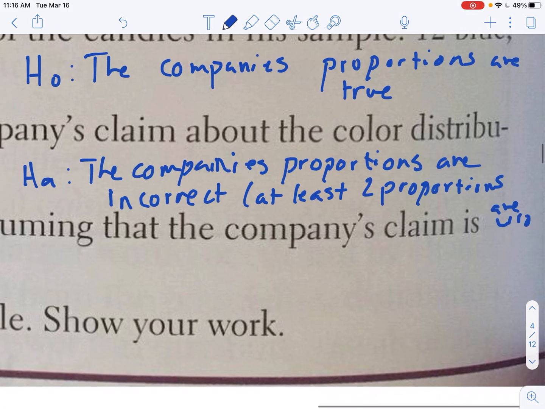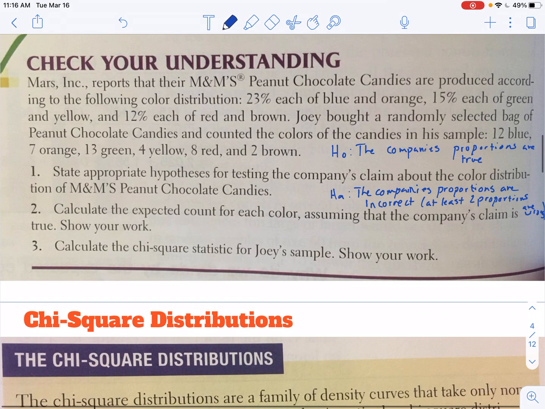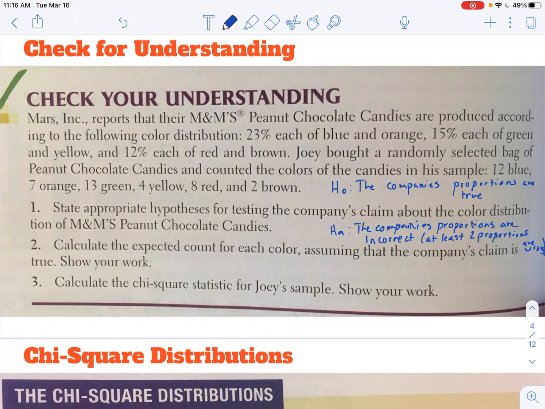So maybe the company does have 2 of them right. Maybe the company has everything but 2 right. So maybe there are 23% of both blue and orange, but maybe there's actually only 15, maybe there's 15% of red and 12% of green. They have those mixed up or something like that. So 3 of these could be right, but if 2 are wrong, then the company has its proportions wrong in general. And we need to have at least 2 proportions wrong.